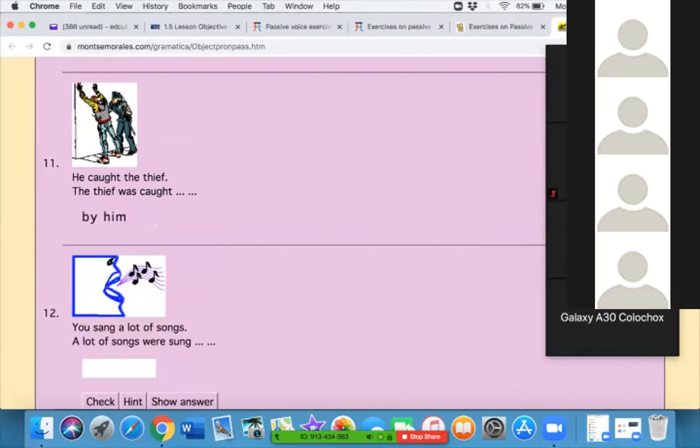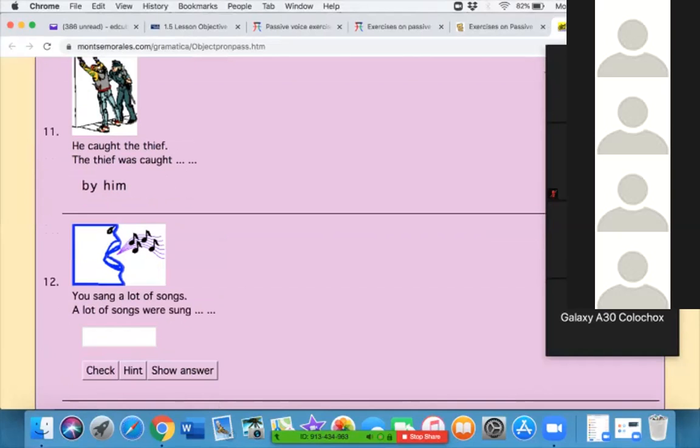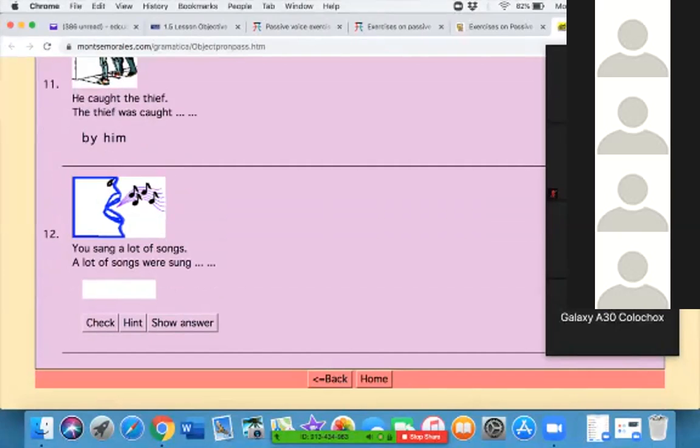I don't know the name, but it says Galaxy Colocho. So I don't know whoever Galaxy Colocho is. This is the same Gerardo, because in my phone I see the class. Okay, perfect. That's why I say I don't know who this Galaxy Colocho is.